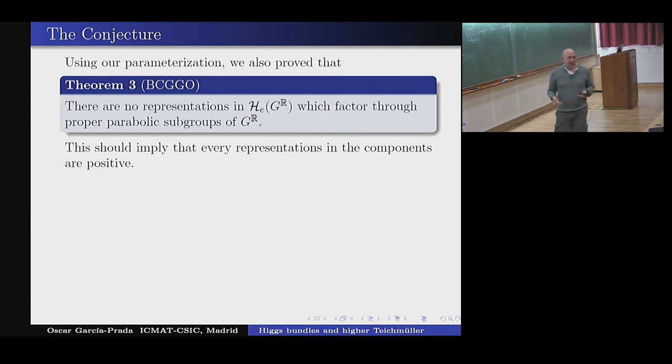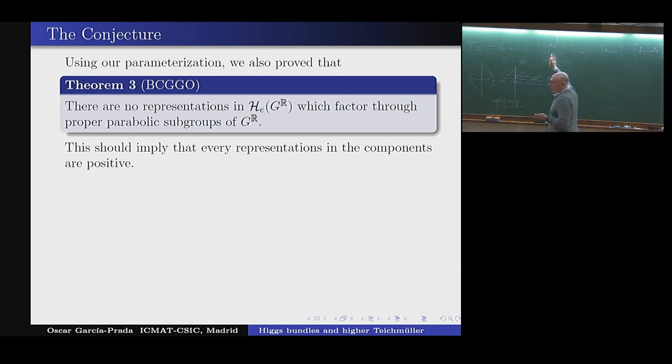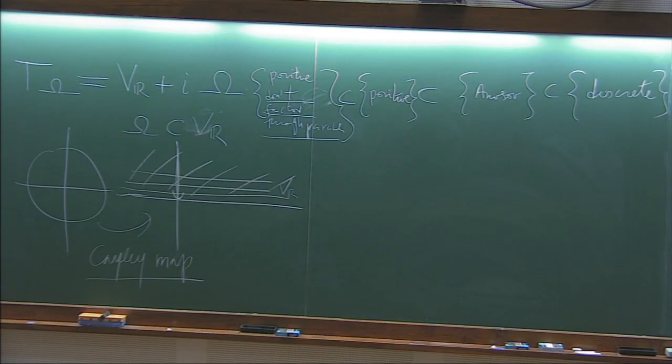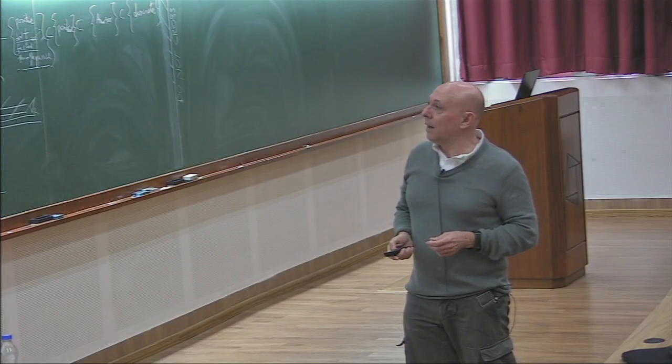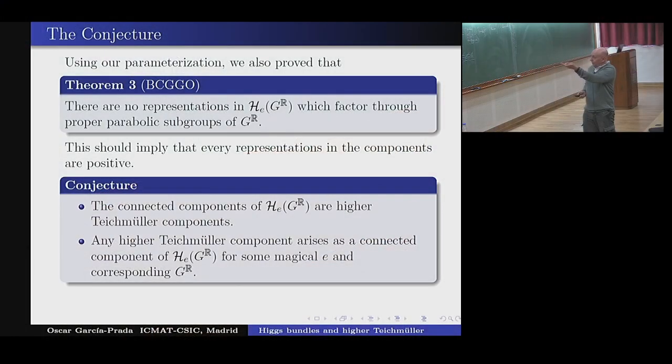In particular, the results that we found for SO(p,q), the exotic components, will be the higher Teichmüller components. So basically, the conjectural aspect of all this hangs on proving that this is a closed condition, and it seems that that is the case. So I put it as a conjecture, but as I'm saying.